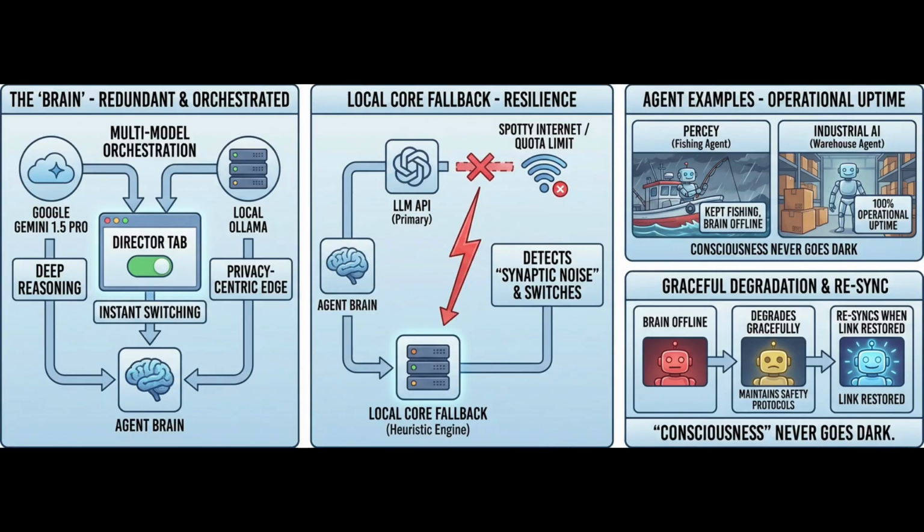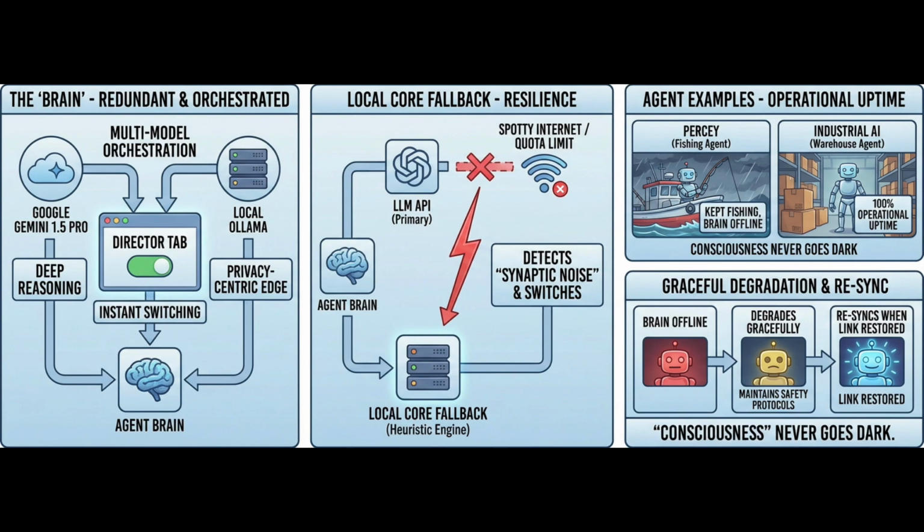Now, let's talk about the brain. Real-world agents cannot rely on a single LLM API. That is a single point of failure. They need redundancy. They need multi-model orchestration. In the Director tab, look at this toggle. We can switch instantly between Google Gemini 1.5 Pro for deep, expensive reasoning, or a local Ollama instance for privacy-centric edge processing. But we went deeper.